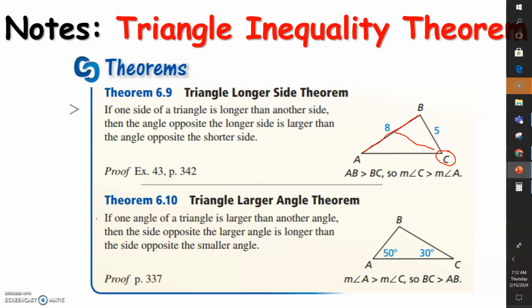Then we have Theorem 6.10, the triangle larger angle theorem. And it says this, if one angle of a triangle is larger than another angle, then the side opposite the larger angle is longer than the side opposite the smaller angle. So in this picture here, we see that angle A, 50 degrees, is bigger than angle C, 30 degrees. So the side opposite angle A, that is BC, is longer than side AB.